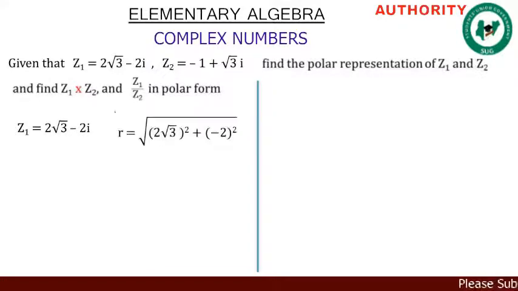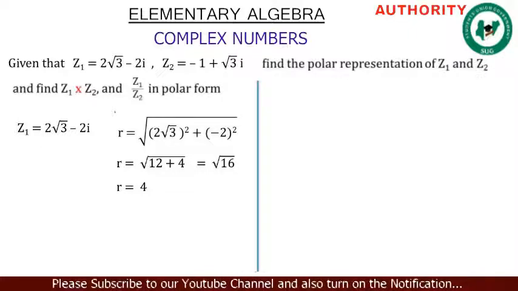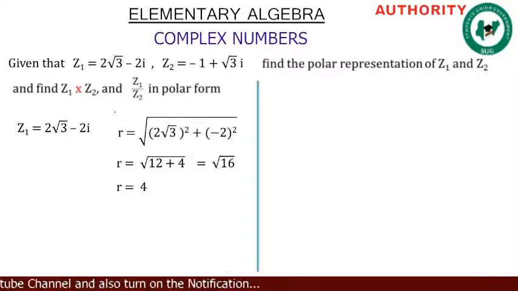So r is equal to the square root of (2 root 3) squared plus (minus 2) squared. 2 root 3 squared gives us 12, and minus 2 squared gives us 4. So r is equal to the square root of 12 plus 4. 12 plus 4 is 16, and the square root of 16 is 4. Therefore our r in z1 is equal to 4.